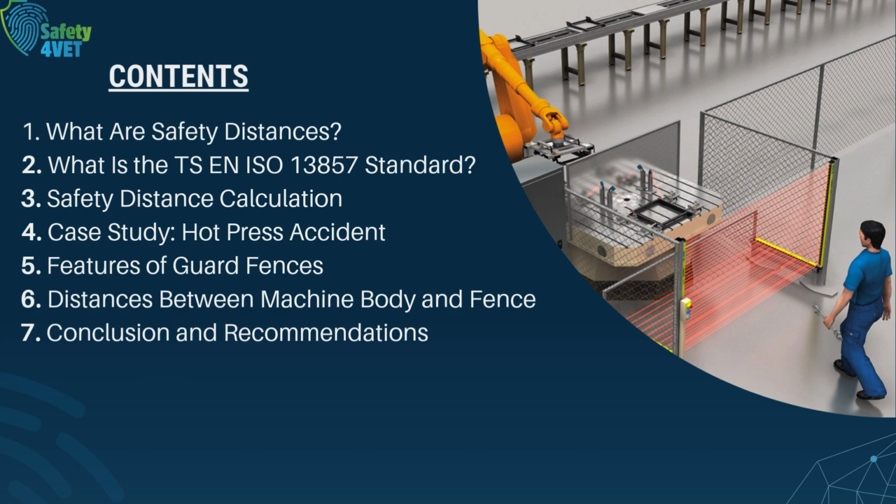In this presentation, we will delve into the safety distances used to ensure machinery safety and the ISO 13857 standard in detail. While answering the question of what safety distance is and how it is calculated, the characteristics of guard fences and the distances between the machine body and the fence are also examined. Additionally, the use of light curtains, active optoelectronic protection devices, and safety distance calculations for light curtains are topics to be covered. Explanations about muting and blanking functions and recommendations are provided to help better understand safety measures.